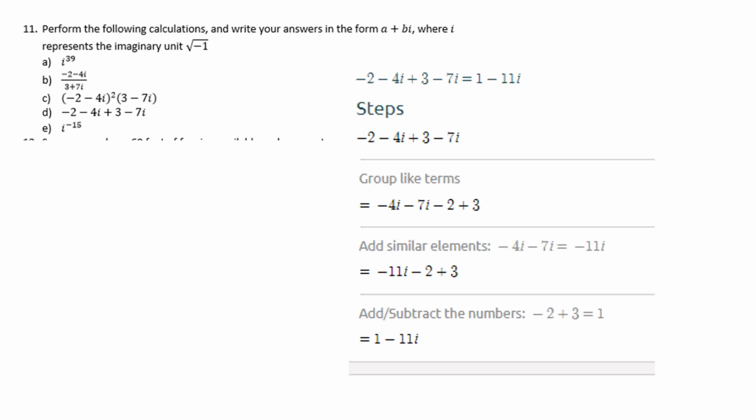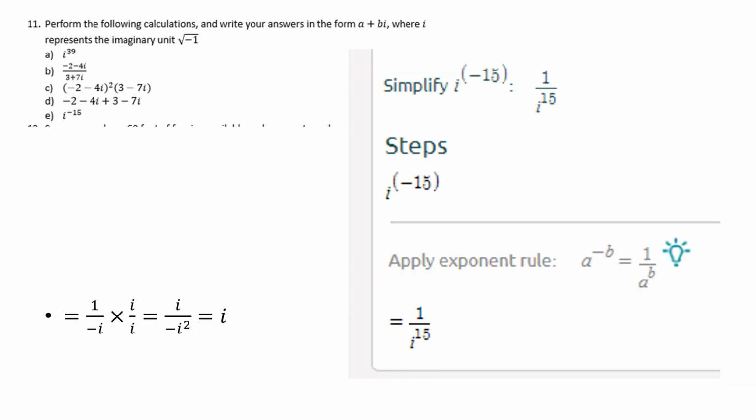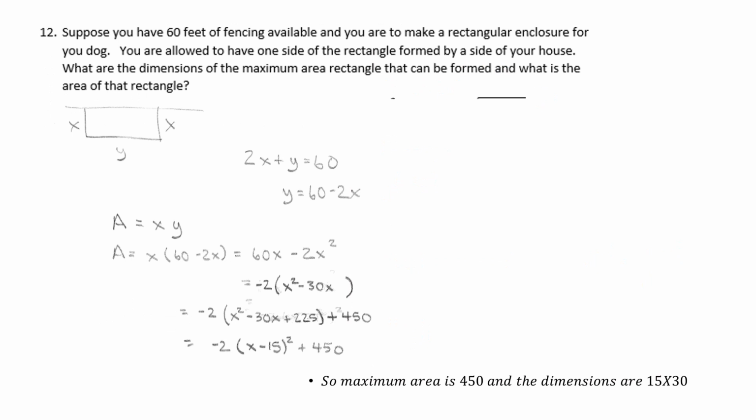Let's see, this is part D. When you add those two numbers, you get 1 minus 11i. Finally, part E, what happens is you say, oh, that is 1 over I to the 15th, but then we have to simplify that, and we multiply top and bottom by the complex conjugate of the denominator, which is just plus I, and you get just I as your final answer. 2 points each for a total of 10.